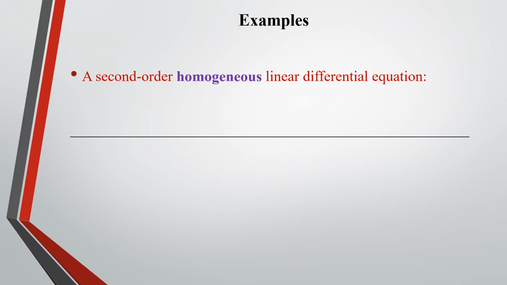Examples. This is a second order homogeneous linear differential equation. Notice that y, y', y'' are all to the power of 1. And the coefficients of y, y' and y'' are all expressed in terms of the independent variable x. And you do not see any non-linear function in terms of the dependent variable y, and therefore this equation is said to be linear.